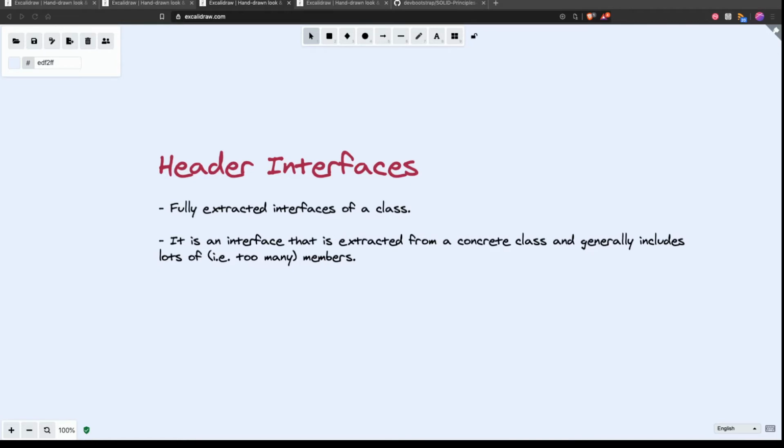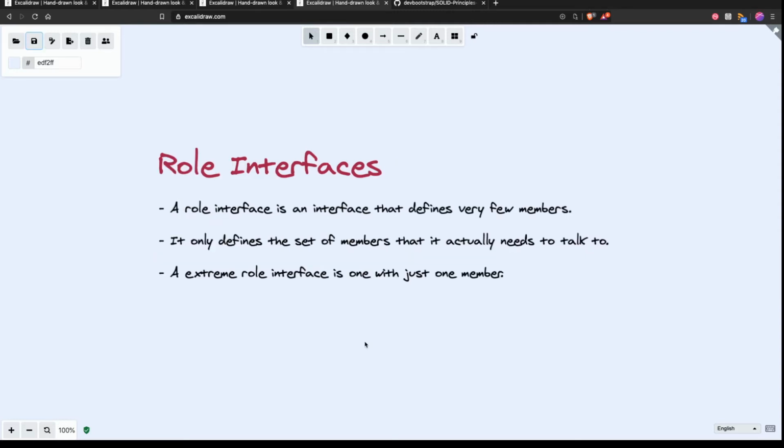And so if you have a header interface with a large number of members, then it becomes unlikely that you'll ever have a need for different concrete classes, and therefore that interface will only be used once, which really doesn't serve any purpose. And if you did implement it in other classes, you would end up needing to violate the Liskov substitution principle because you'd need to have a not supported exception all over the place. And so that's why we want to avoid header interfaces. And we want to prefer role interfaces instead.